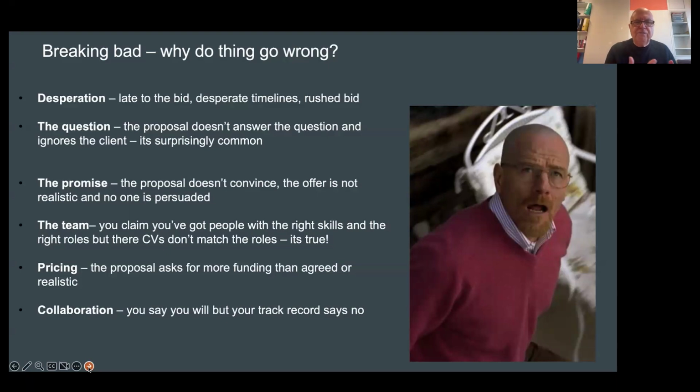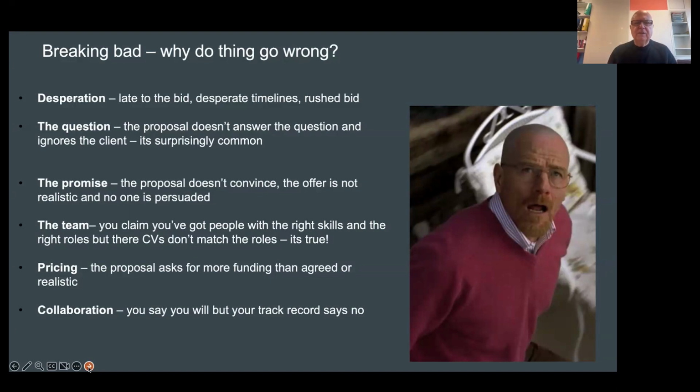You've got to get the middle right. Promise what you can deliver. Then quite often, it falls down on the team. You've got a really good offer, a really good promise, but then they look at the CVs, they look at the people and they go, these people don't have the skills. I mean, how are they going to do this? Or you haven't got a team. So make sure you've got the right team. Obviously, pricing, we bang on about pricing because it really becomes a factor. We found that sometimes people ask for more funding than agreed. They don't ask for enough. So getting the pricing right and justifying that is really important.